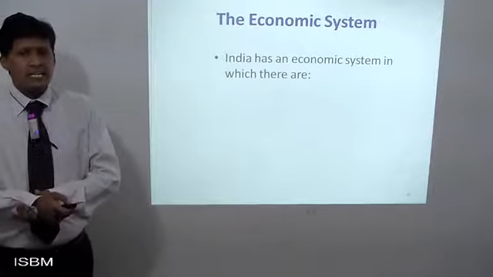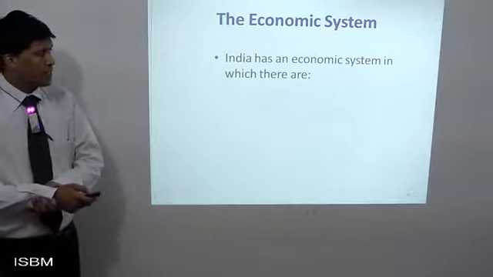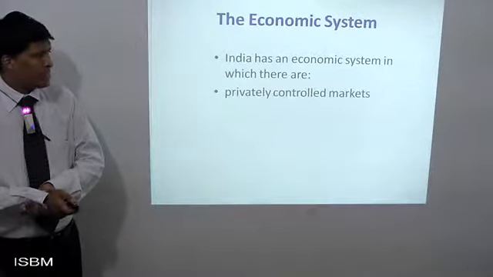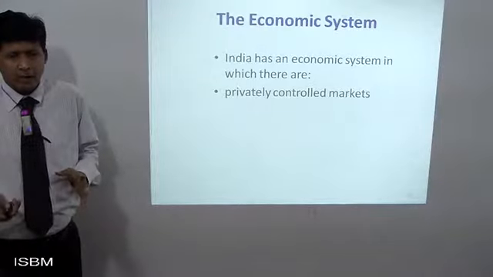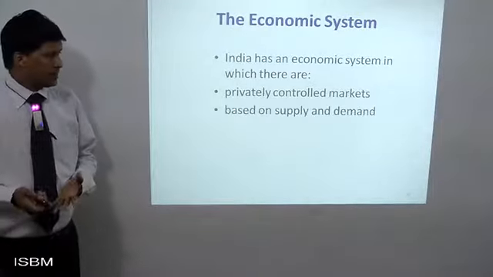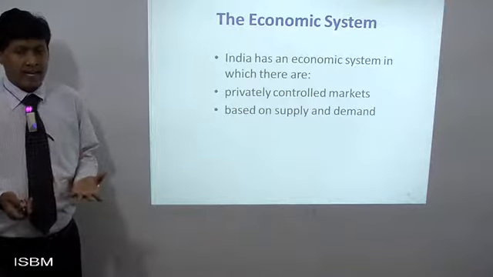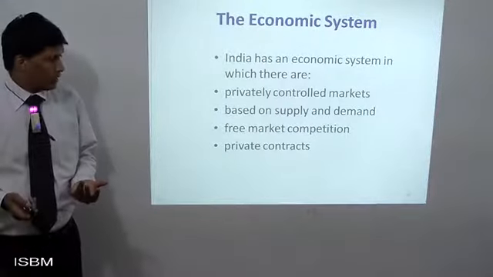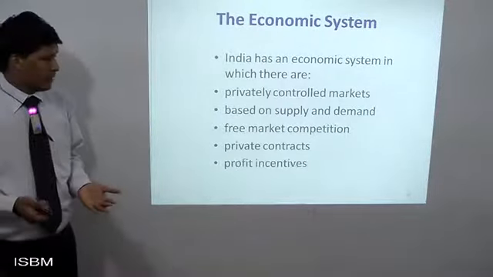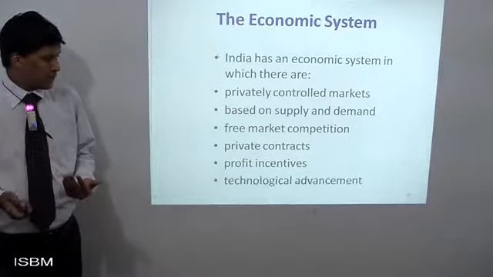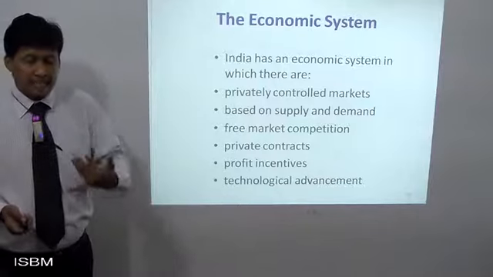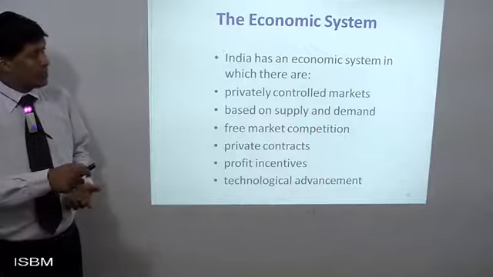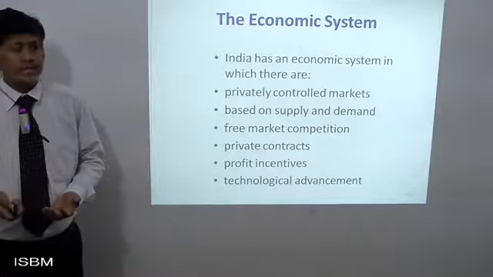When you are looking at the economic system, India has an economic system in which there are privately controlled markets, which are privately handled and based on supply and demand. There is free market competition as well. There are private contracts which are given as well. There are profit incentives that are given as well, and based on the technological advancement the country has made. So based on that, the economic system is also laid out.